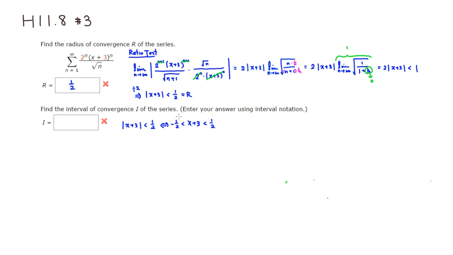I want to isolate x, so I'm going to subtract 3. Negative 1/2 minus 6 over 2 is negative 7 over 2, which is less than x, which is less than 1/2 minus 3, which is negative 5 over 2. So we got that. Then we just need to check the endpoints.